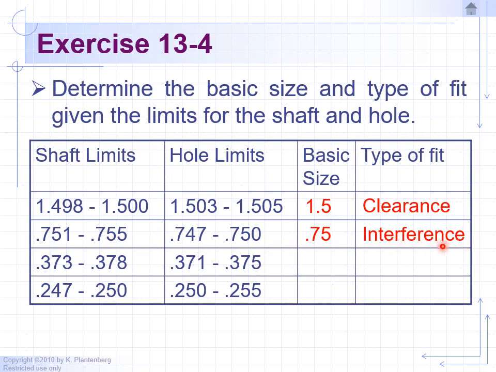Guaranteeing interference. Okay, let's take a look at the next one. Obviously for the next one, we're looking at 3/8 or 0.375 for our fraction. That's what we're aiming for.